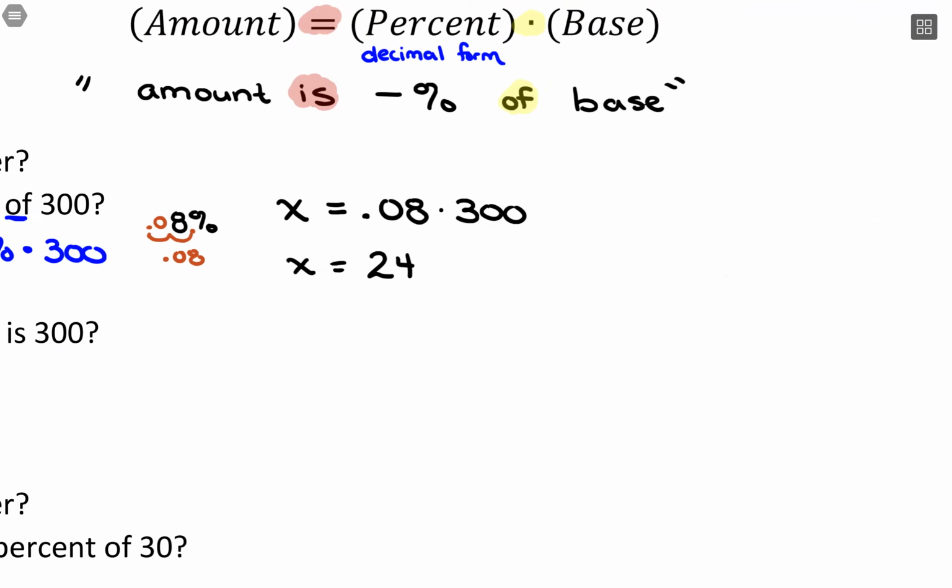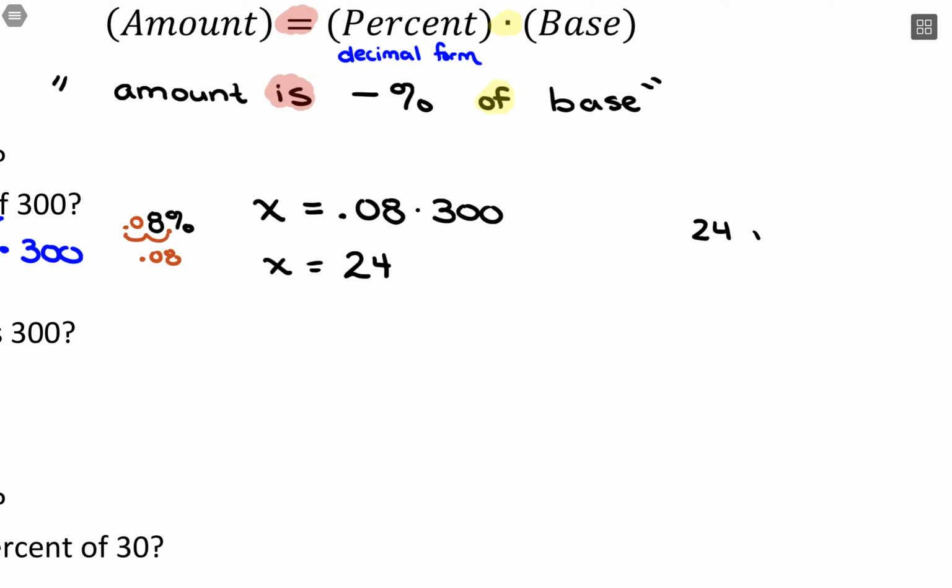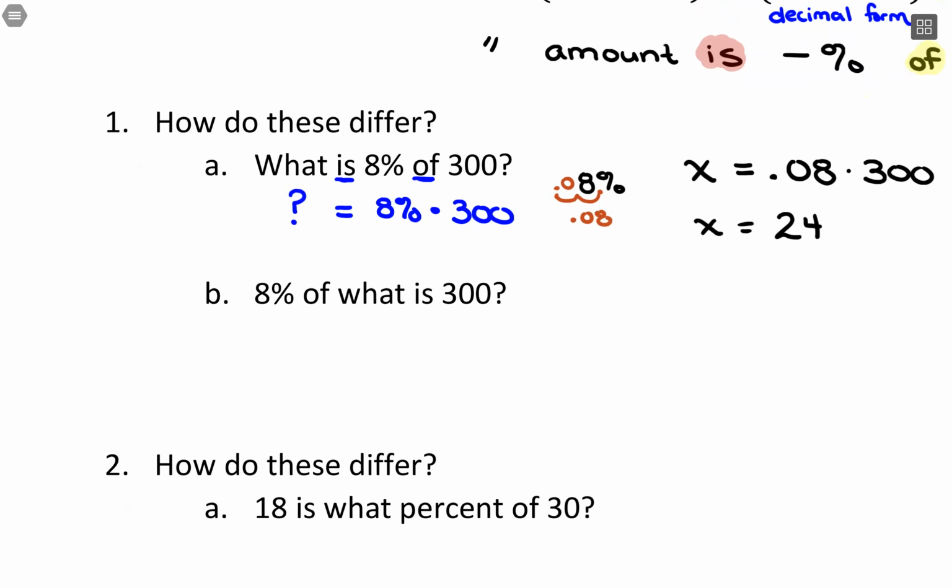So it's the idea that we have this sentence, 24 is 8% of 300. So that was our calculation there. We ended up finding the amount. That was something that happened here, is that we solved for the amount given a percentage and base. So the base is 300, our starting value, and then we're taking a percentage of that to find the amount. So now this has similar wording, but in a slightly different order.